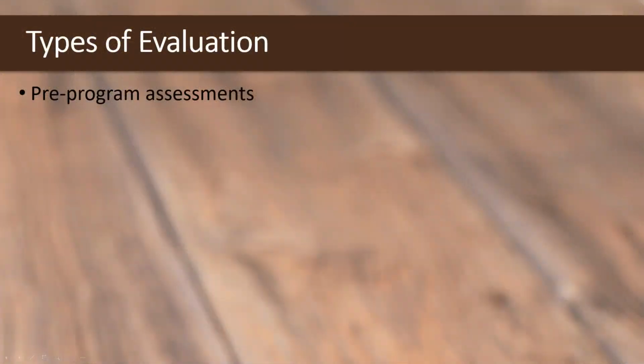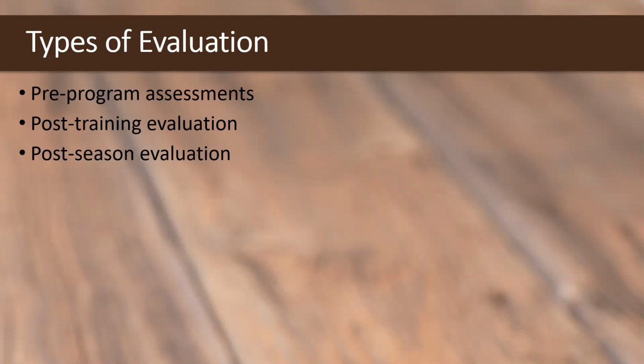Now we want to talk about types of evaluation. There's a handful of types. We're going to talk about three. One is pre-program assessments, things you would do before you delivered your Locavore program. Then, of course, there would be post-program or post-training types of evaluation. And finally, post-season evaluations, things you would do over time, the so-called longitudinal evaluations. So we'll take each of these one at a time.